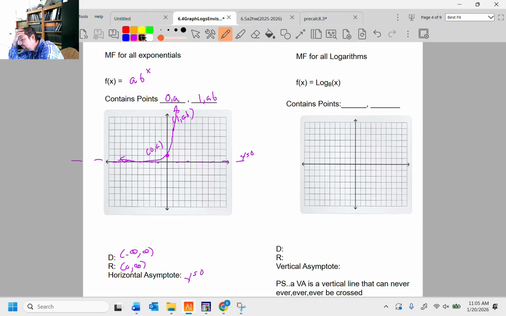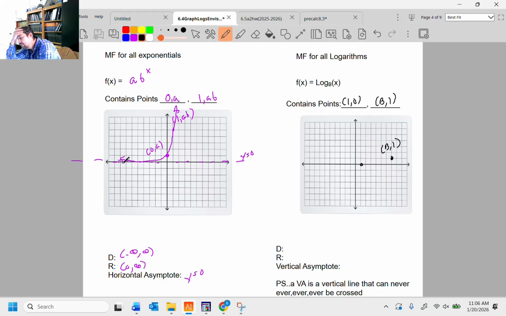Domain is negative infinity to infinity, and the range here would be 0 to infinity with a horizontal asymptote at y equals 0. The mother function for all logarithms is f of x equals log base b of x, and she contains the points (1, 0), and then she also contains (b, 1). And I'll explain that later, but that mother function has those points. She contains a (1, 0), and then she contains some other point, which I'm going to put off here to the side, as (b, 1). And you have to label that point because you're not counting by b's on the x-axis.